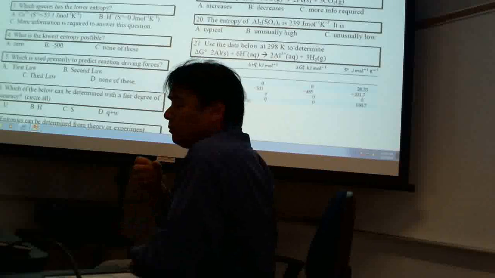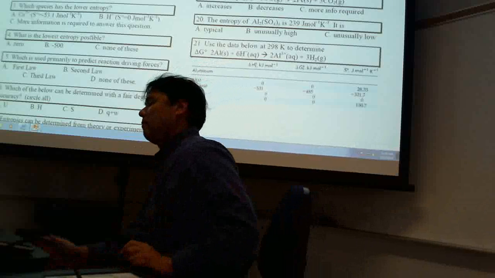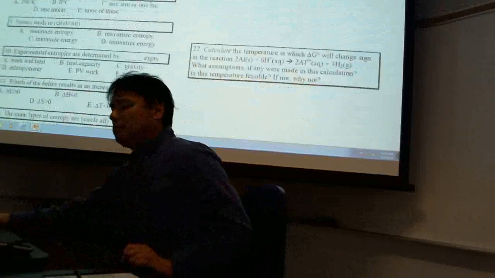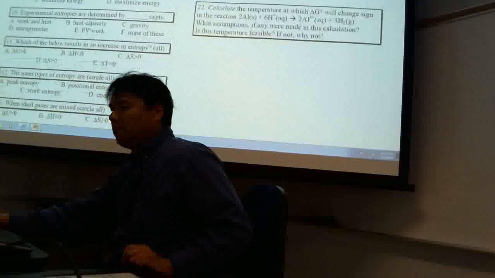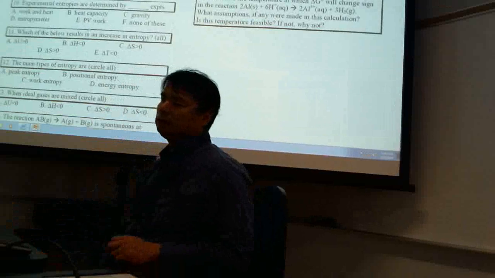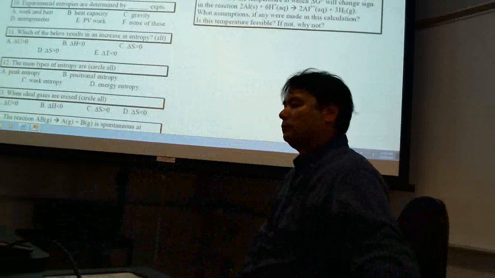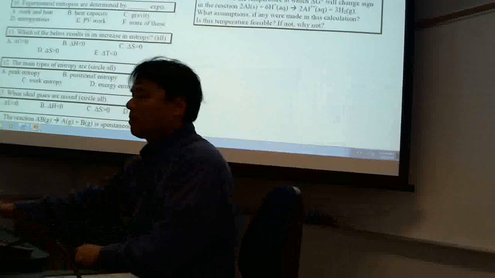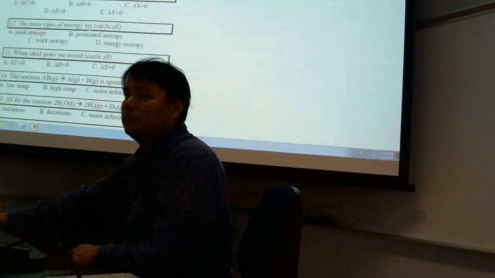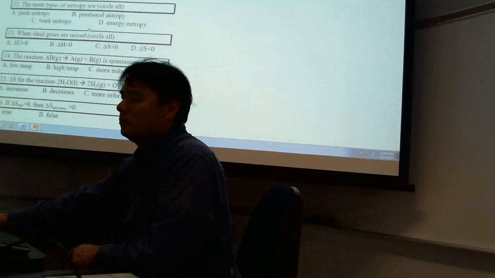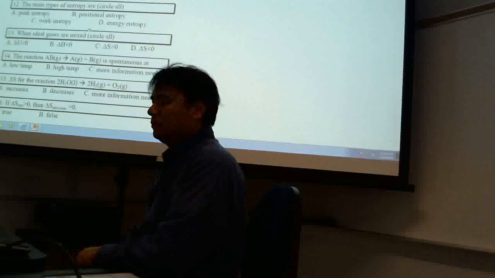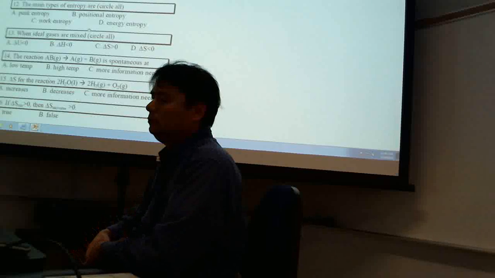Can we see the question 16? Number 12, the main types of entropy. I know there's positional and energy. Would that be it? D and B? Yeah, B and D, and that's all. D and B.